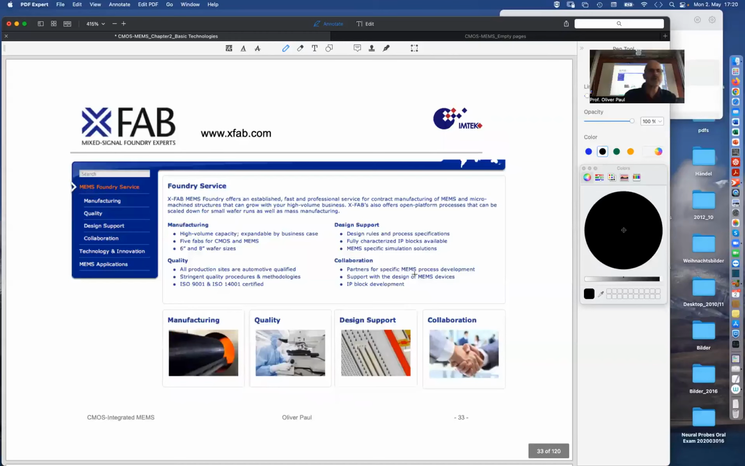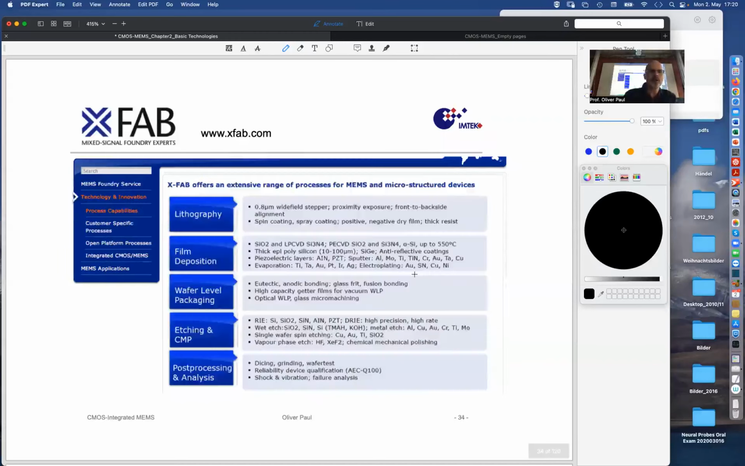They have foundry service, they do manufacturing, quality, design support, and so on. They, of course, have also discrete processes. You can go there and say, based on your basic technology, can I maybe add another metallization? I need this platinum for my neural sensors. Can you do that?